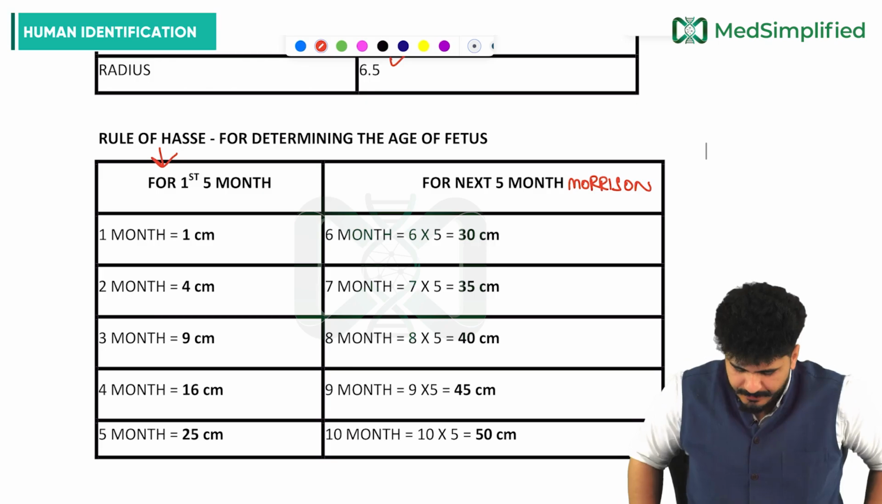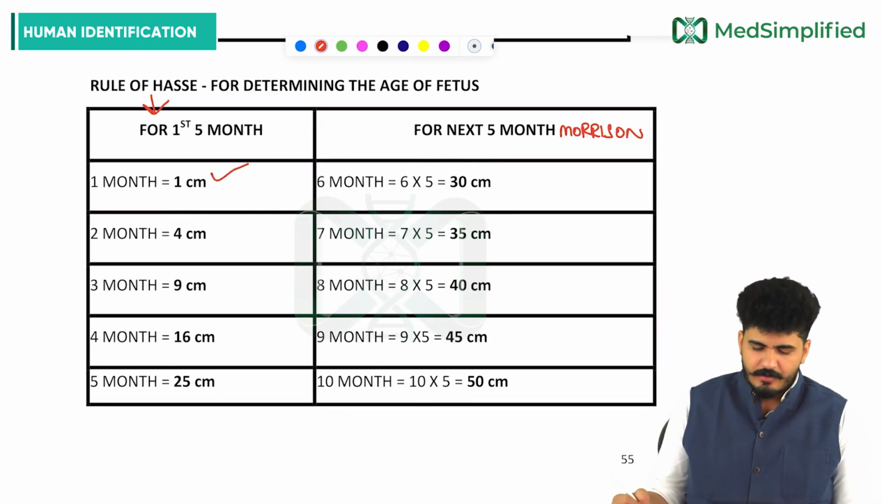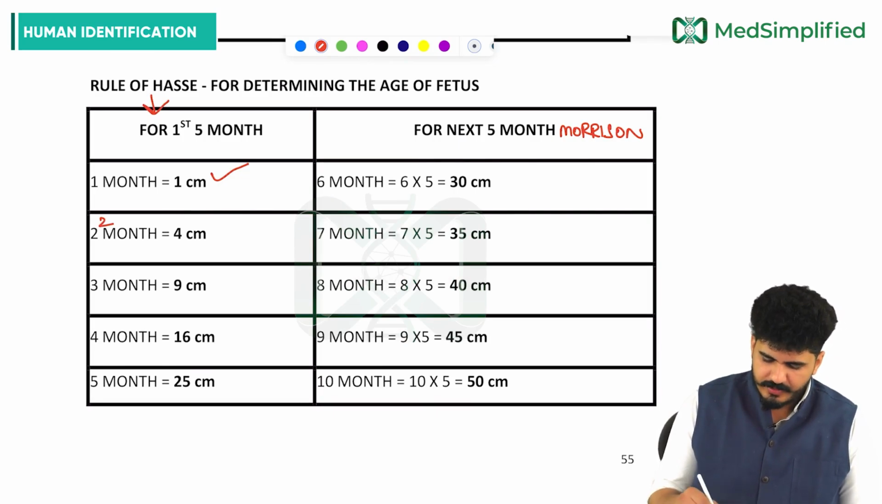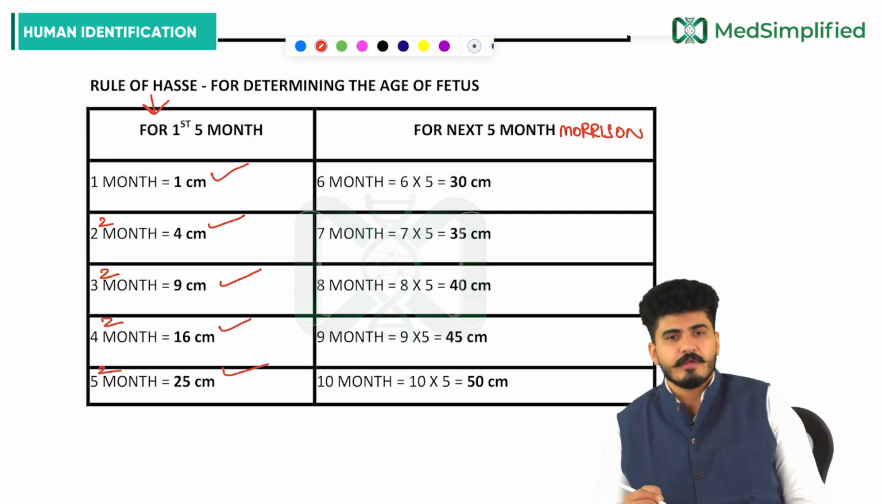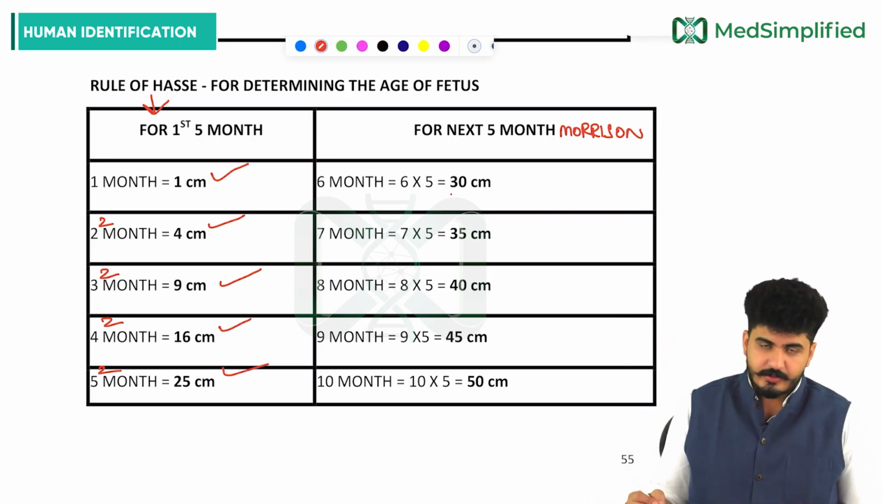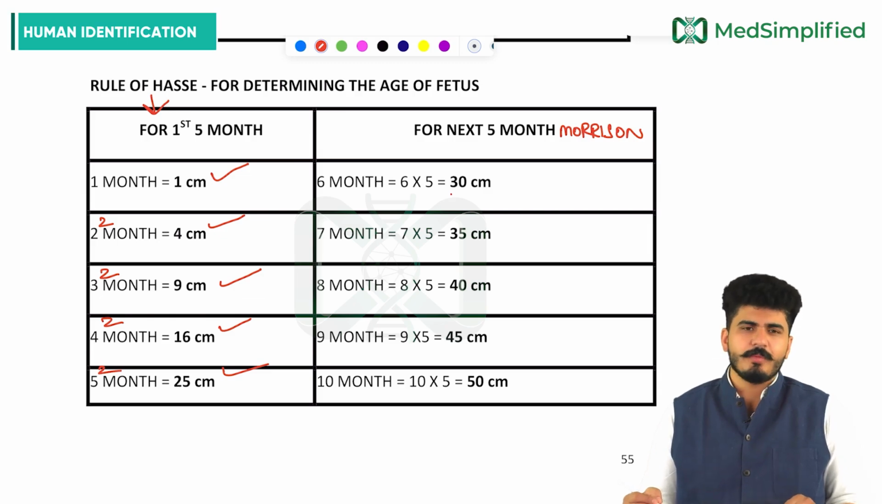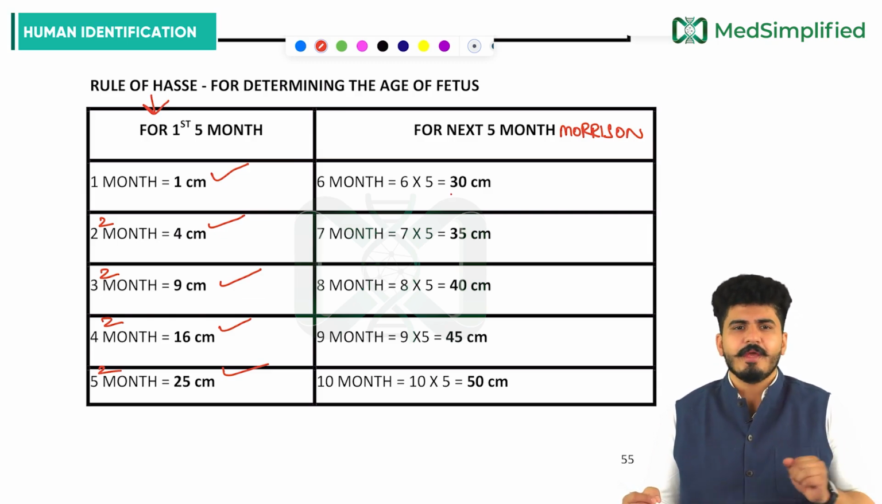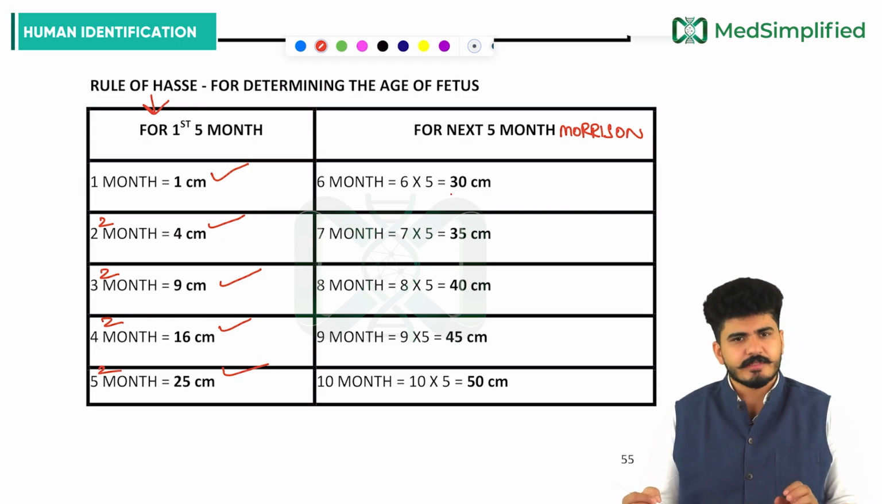If you see here, for the first month the height is 1 centimeter. For the second month the height would be 2 2s are 4, then 3 3s are 9, then 4 4s are 16, then 5 5s are 25. So this is how the height is going to be for the first 5 months. 1 month 1 centimeter, 2 months 2 2s are 4 centimeter, 3 months 3 3s are 9 centimeter, 4 months 4 4s are 16 centimeter, and 5 months 5 5s are 25.